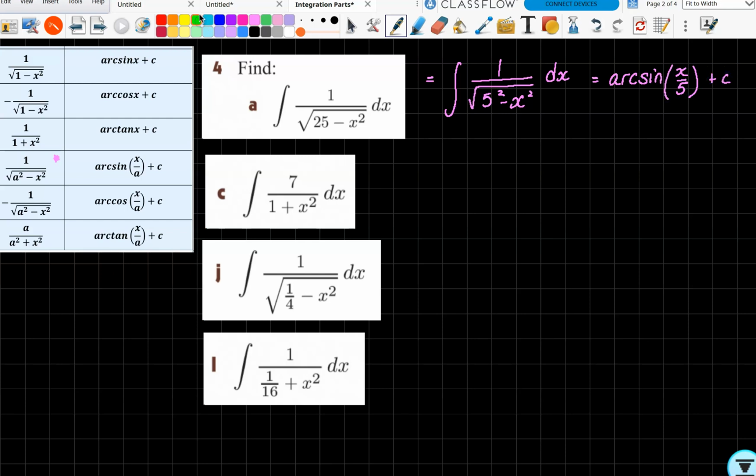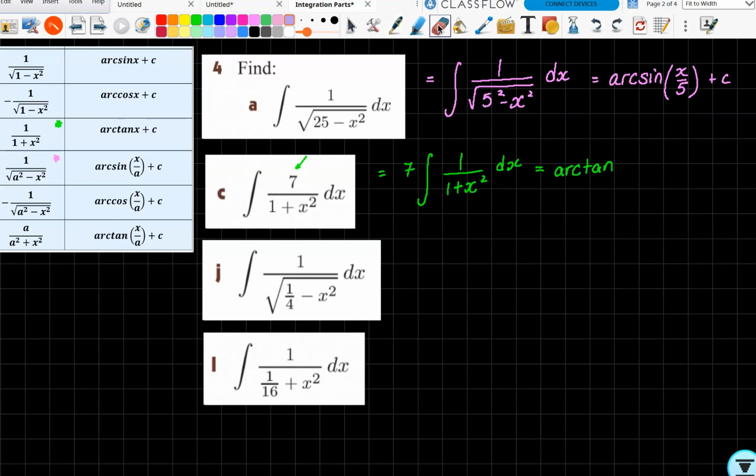So just try and match up with the rules. We look at our next one, 7 over, looks pretty similar, except it's got this 7 here. So you are allowed to actually pull that out. So it becomes 7 over 1 plus x squared by dx. Okay, and then what rule are we going to look at? Clearly it's this one. So that now becomes arctan.